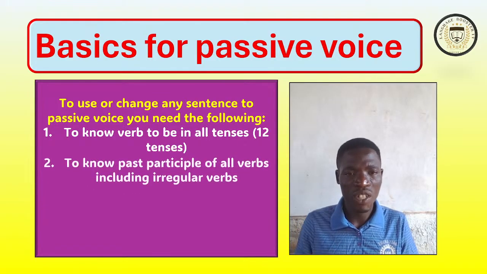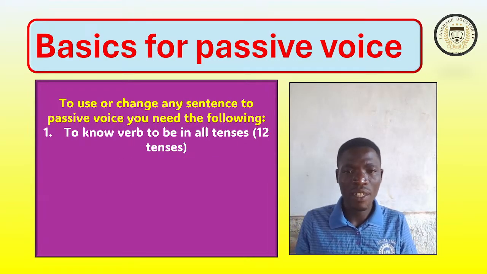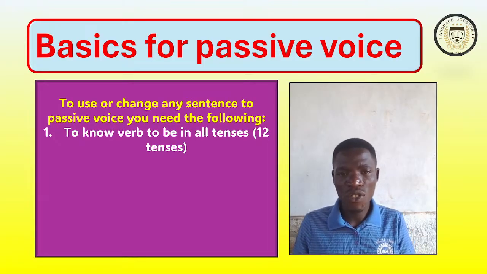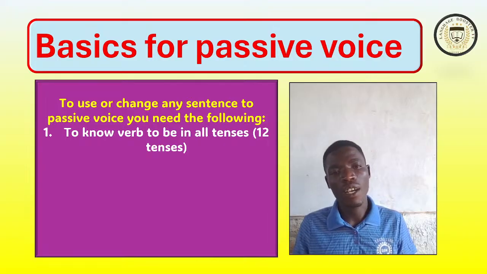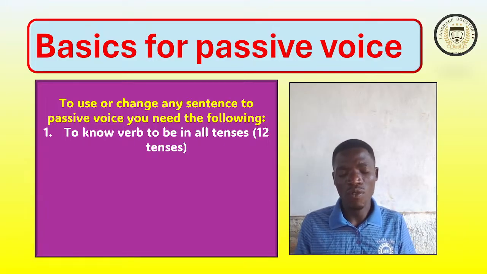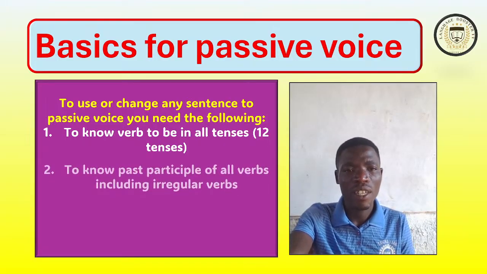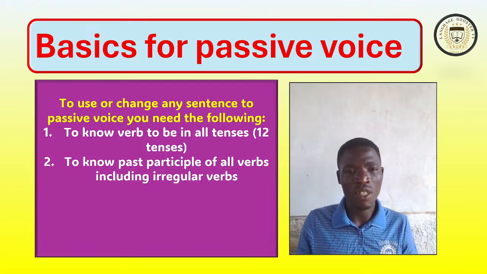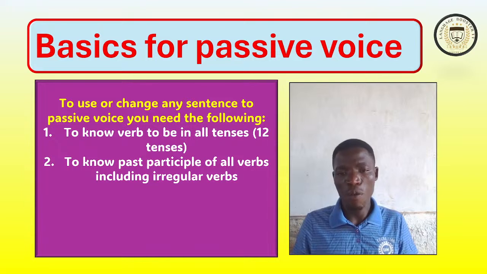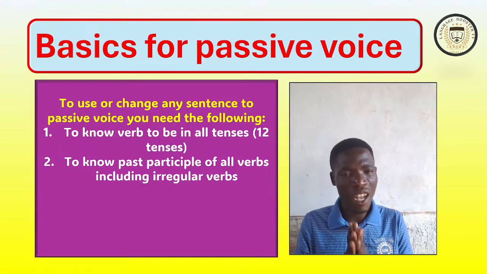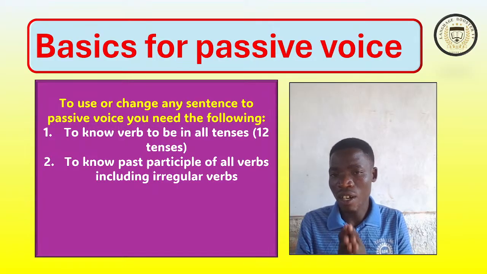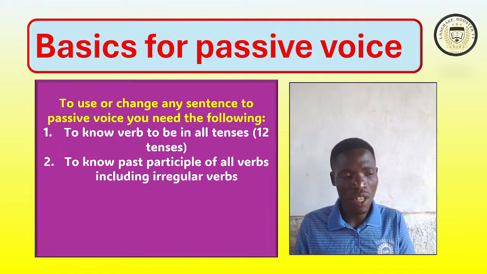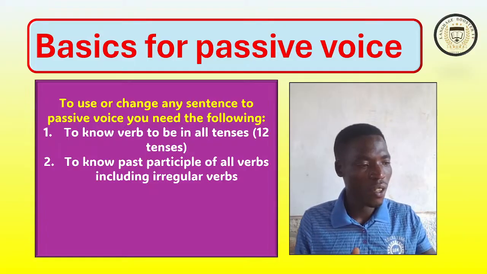So the second piece of information, and I assure you we are going to see verb to be in 12 tenses. It sounds great, right? To know the past participle of all verbs, including irregular verbs, is the second important information you have to know. You have to know past participle of all verbs, especially irregular verbs. Right.